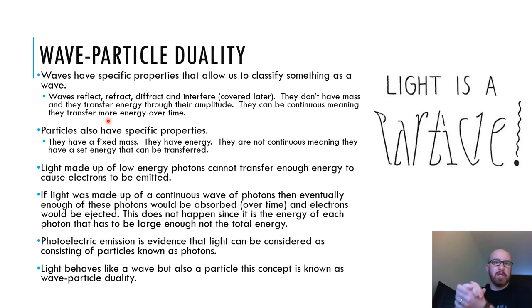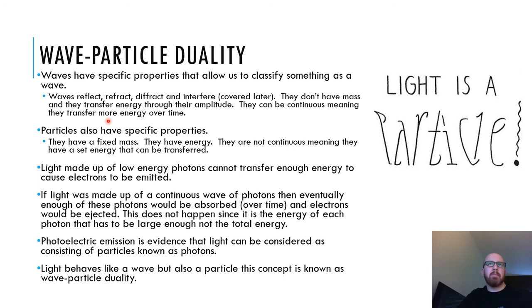So an electron has 10 joules and it transfers that energy. A bullet has so many joules of energy and it transfers that energy. It doesn't just keep going and keep going. Once it's passed that energy on, it's done, no energy left. So that's what a wave and a particle are, and that's the definition of them.